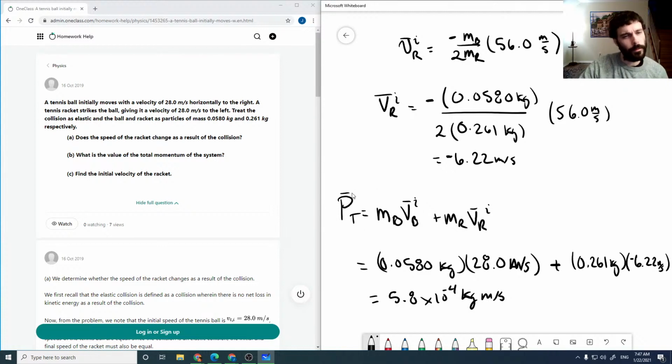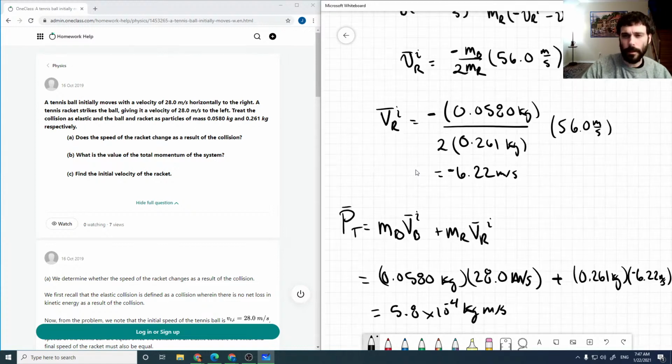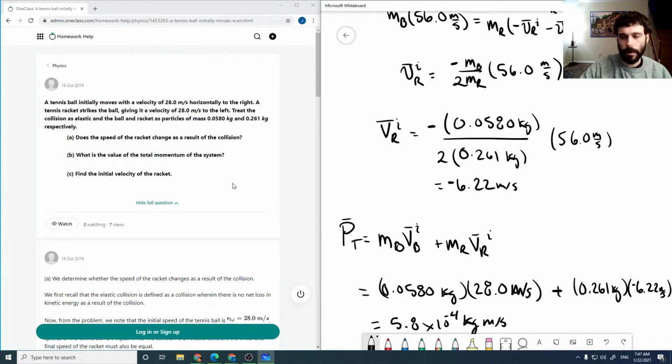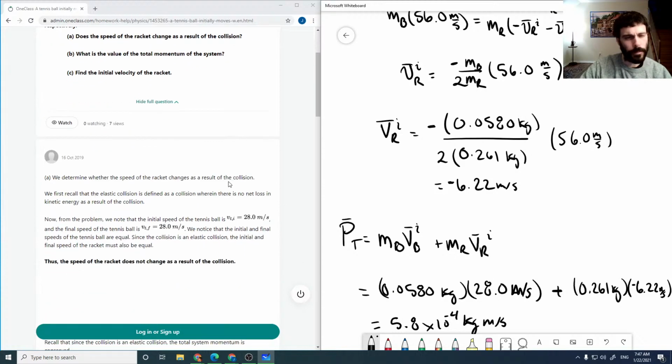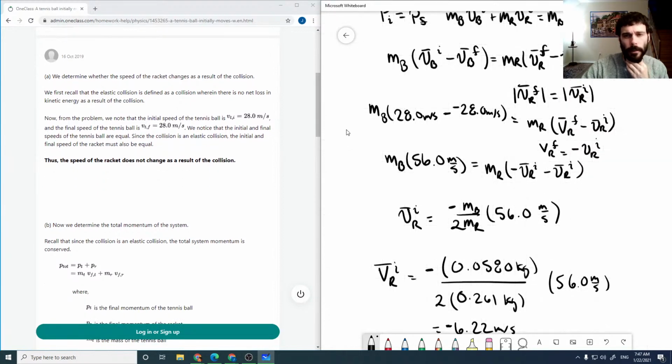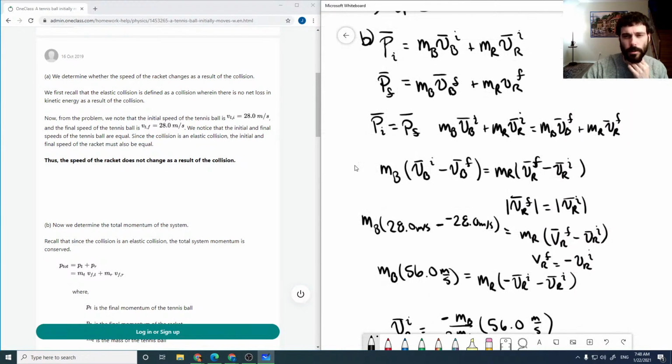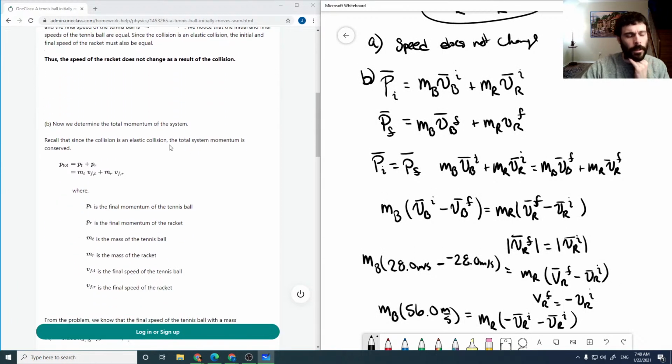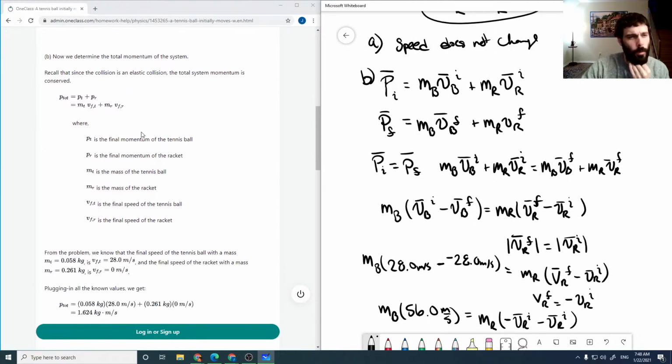Again, I don't know how I would solve for the total momentum without knowing that velocity, except in a roundabout way, but it's easier to solve for the velocity before the momentum, I would think. But oh well. So here we go. If we check through the solution here, the speed of the racket doesn't change as a result of the collision, so that's good. Determining the total momentum.